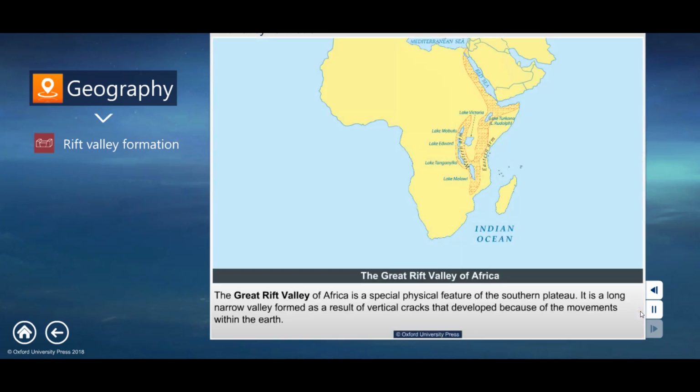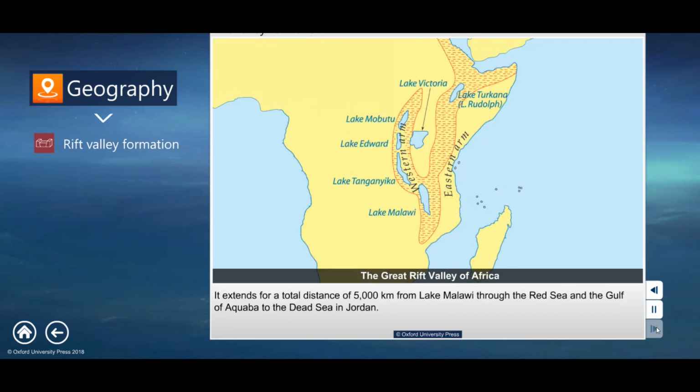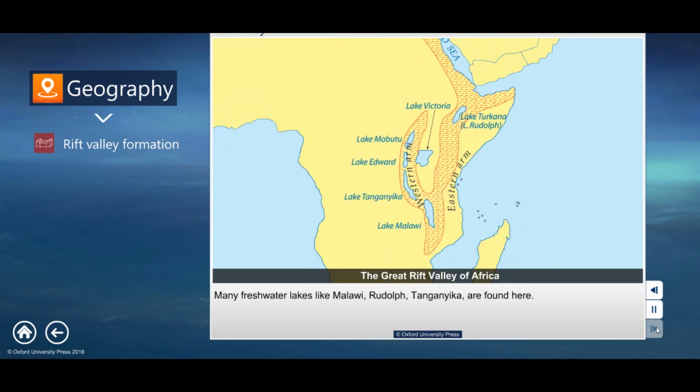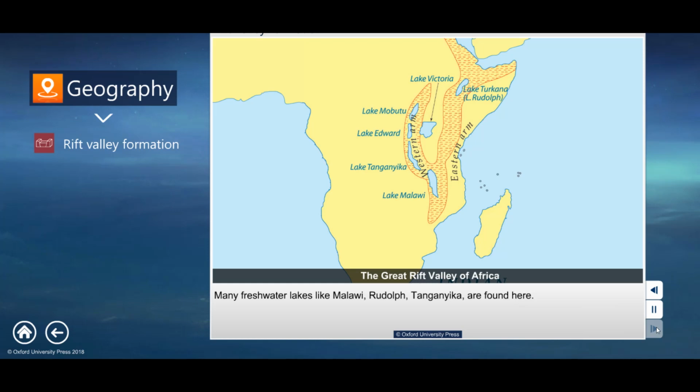The Great Rift Valley of Africa is a special physical feature of the Southern Plateau. It is a long, narrow valley formed as a result of vertical cracks that developed because of the movements within the Earth. It extends for a total distance of 5,000 kilometers from Lake Malawi through the Red Sea and the Gulf of Aqaba to the Dead Sea in Jordan. Many freshwater lakes like Malawi, Rudolph, Tanganyika are found here.